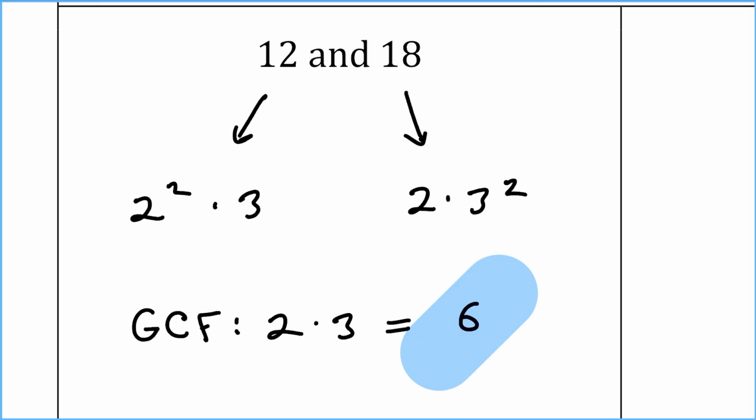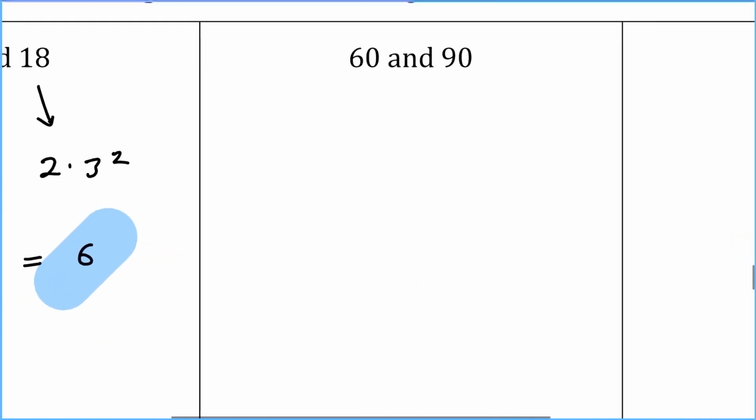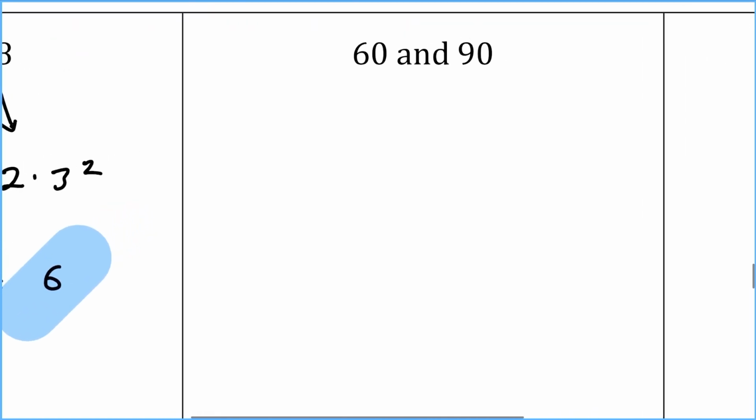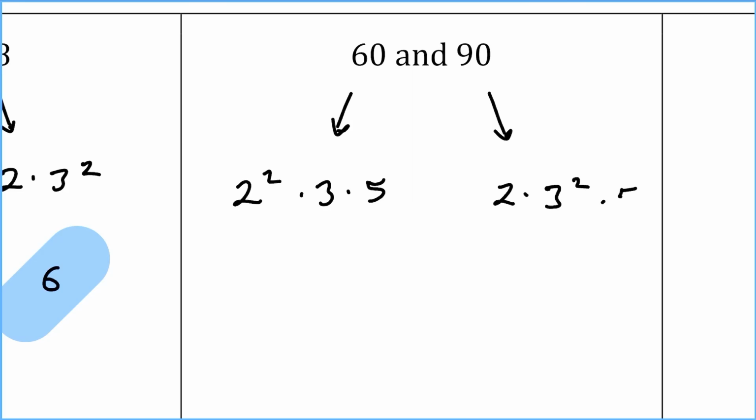I'm going to do it again. We have 60 and 90. So we've already done the prime factorizations of these numbers. The prime factorization of 60 was 2 squared times 3 times 5. The prime factorization of 90 was 2 times 3 squared times 5.